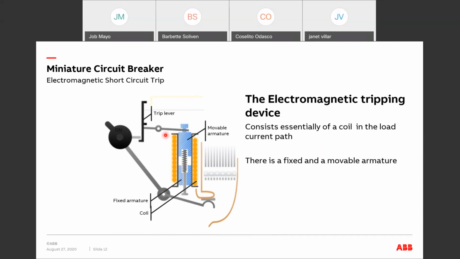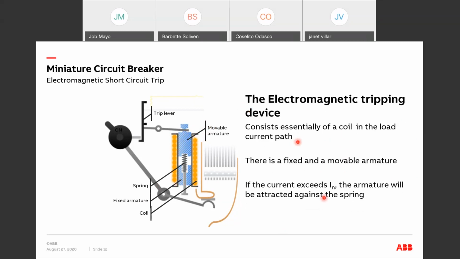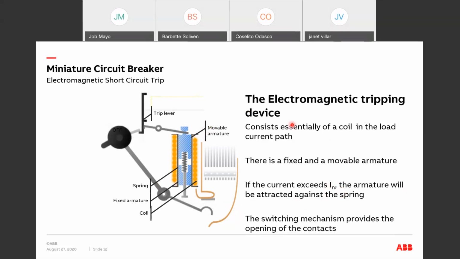And then for the electromagnetic short circuit trip, we have several components. First would be the trip lever, and then the movable armature and the fixed armature. The movable armature is on the top of the spring, and the fixed armature is on the bottom. During short circuit or electromagnetic tripping, this will go down. If the current exceeds the nominal or rated current of the circuit breaker, the armature will be attracted against the spring. So this will go down, thus pushing the switching contact open. So the switching mechanism provides the opening of the contacts.